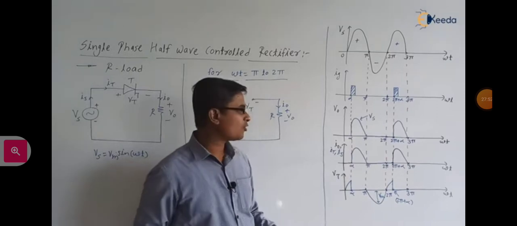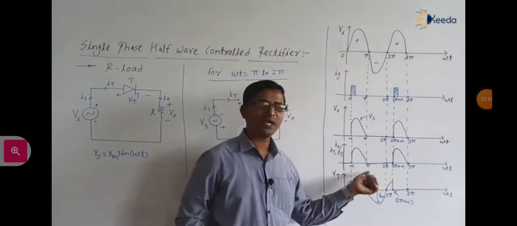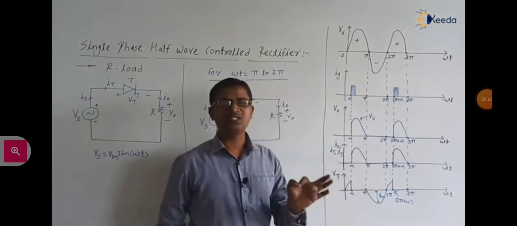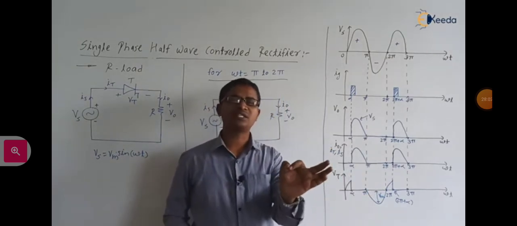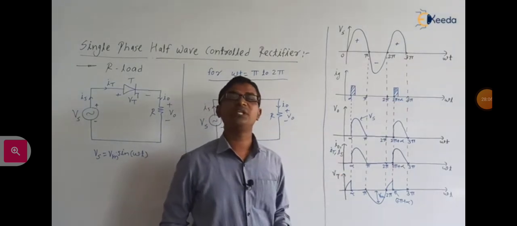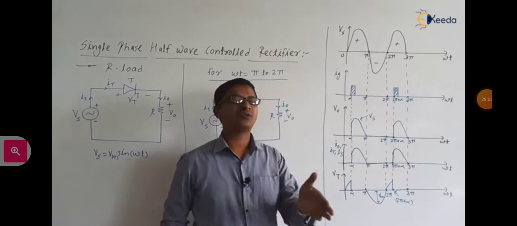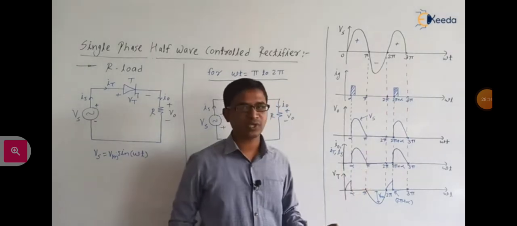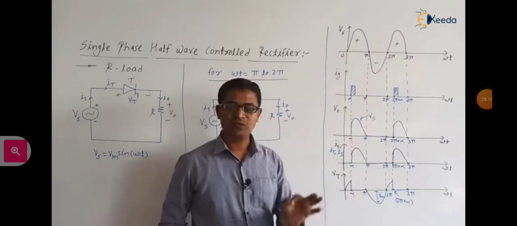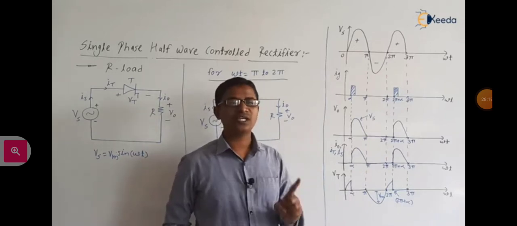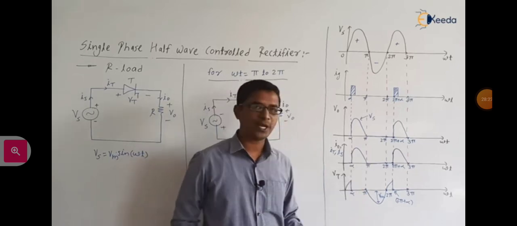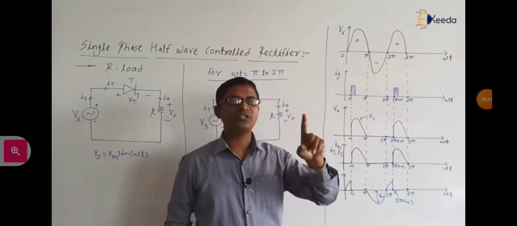If you check the IT waveform or I0 waveform, at omega t equal to pi, the current flowing through the thyristor becomes 0. The anode current of the thyristor has reached the 0 value. Is the 0 value of anode current less than the holding current value? Definitely yes. So the first condition for commutation of the thyristor has been reached at omega t equal to pi.